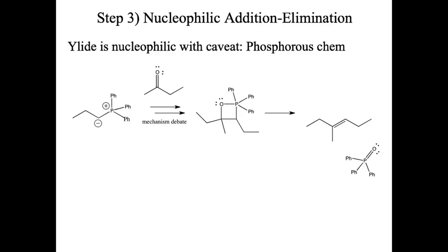Oxygen is smaller than the carbon. The oxygen-phosphorus bond is a shorter bond than the carbon-phosphorus bond. We now have our elimination product. Kind of neat. Questions?